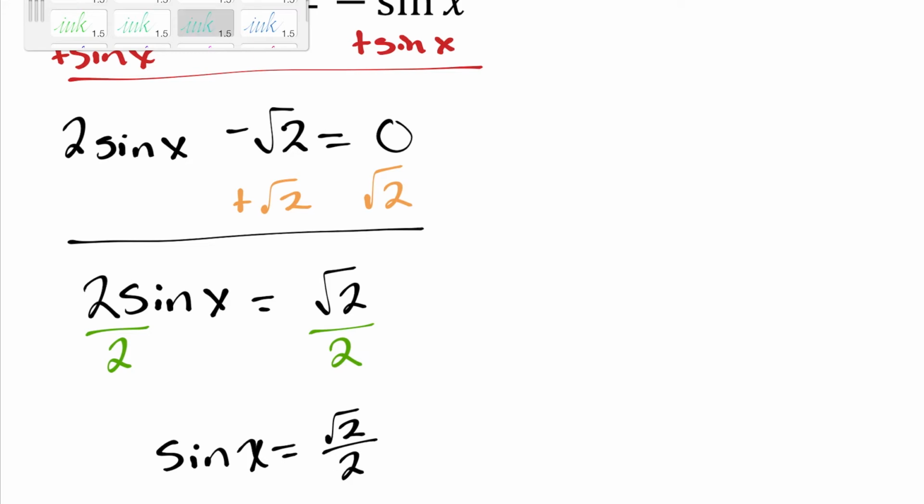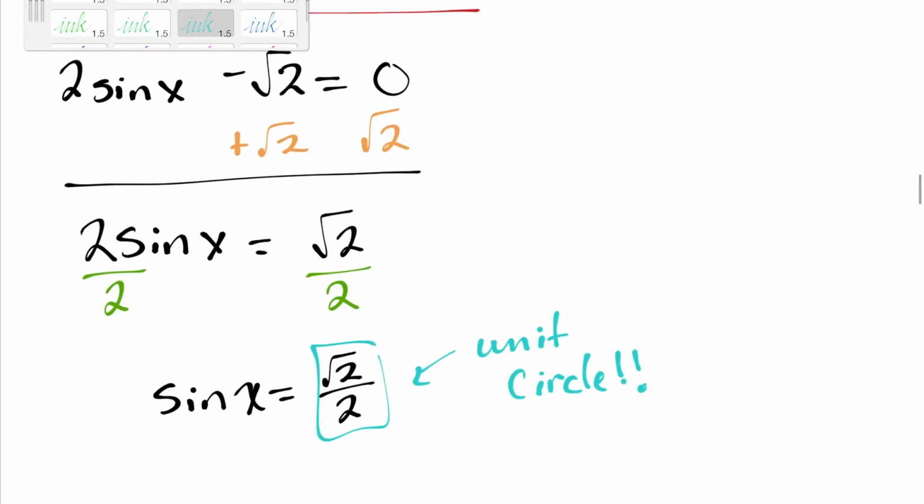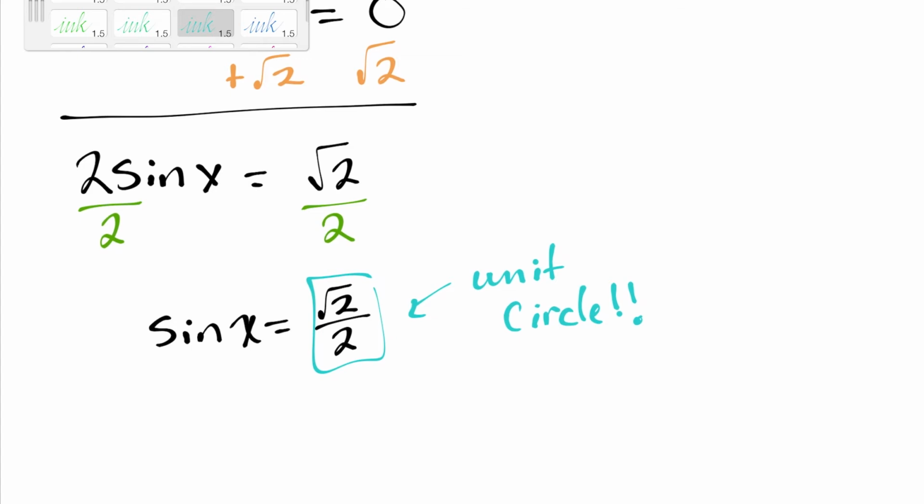And this is something that I remember from the unit circle. So I know that when I'm at 45 degrees, or pi over 4, my sine is going to be a positive square root 2 over 2. Sine is also positive in the second quadrant, which means I'm also at positive square root 2 over 2 for 135 degrees and 3 pi over 4.